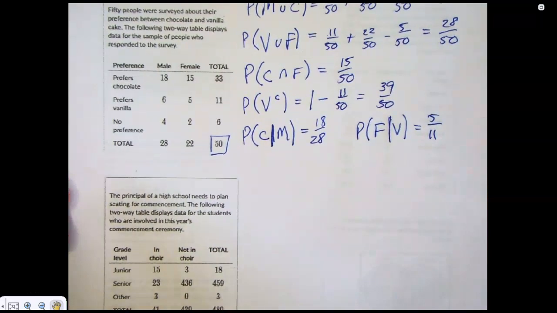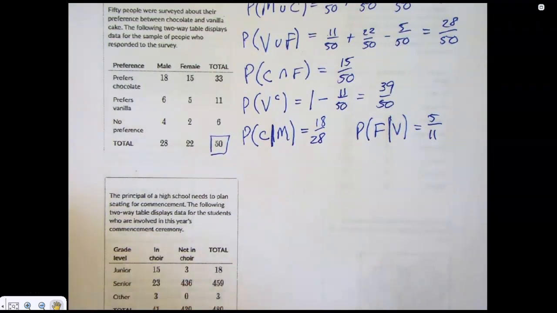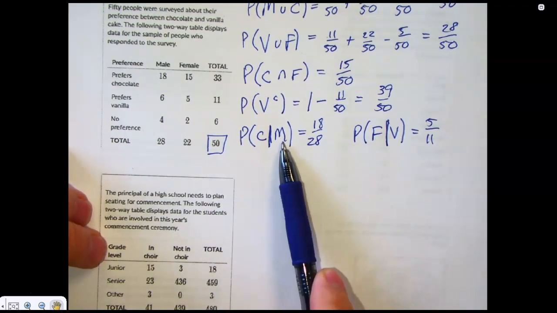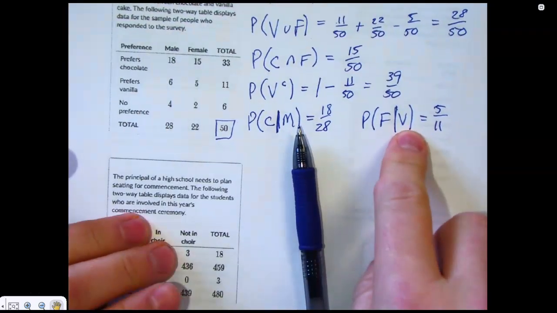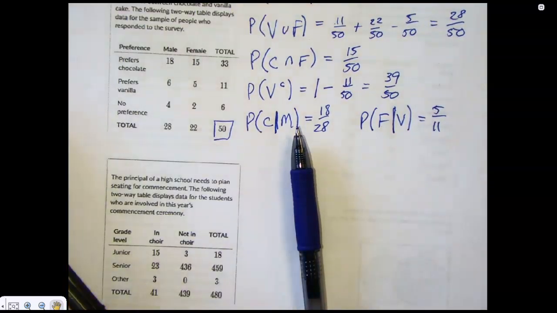Why is that one different from the first one? Because you used total male last one. It's because this is male, and male is a column, so I'm looking up and down. But vanilla is a row, so I'm looking sideways. So it's switched.